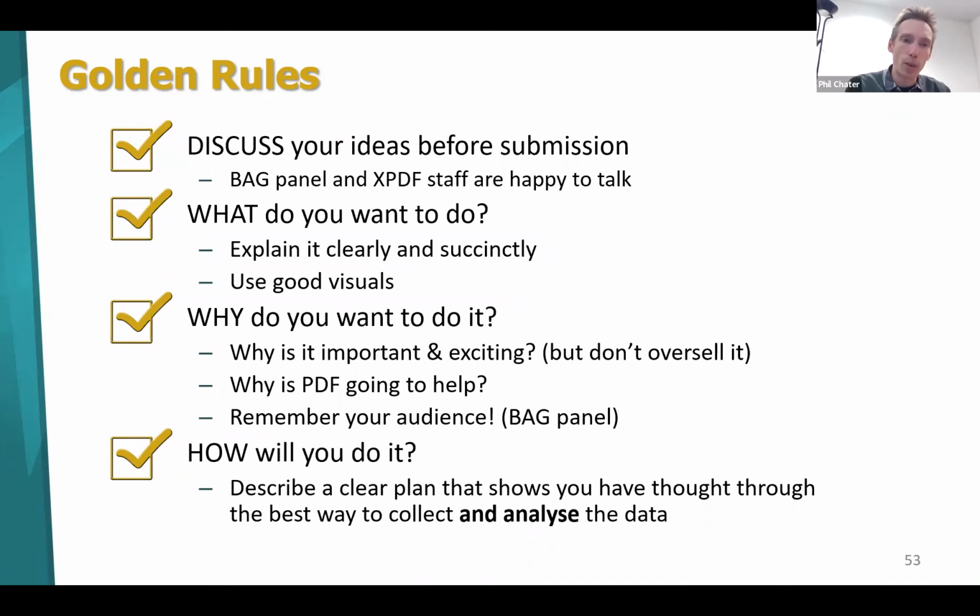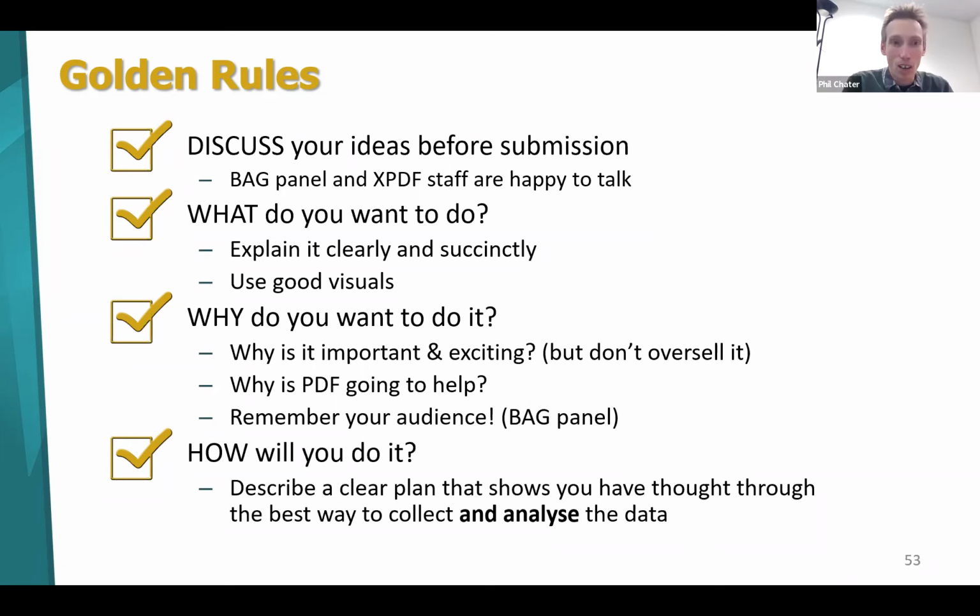And when doing a PDF experiment, it's really important to think about how you're going to do the experiment, but also how you are going to analyze your data. Because what we really want to do through this BAG is to not only collect really good data, but also to have some really good analyses coming through the BAG group. And that takes a bit of thought beforehand. Because if you just collect data without an idea for how we're going to analyze it, then that could end up being a very open-ended thing.